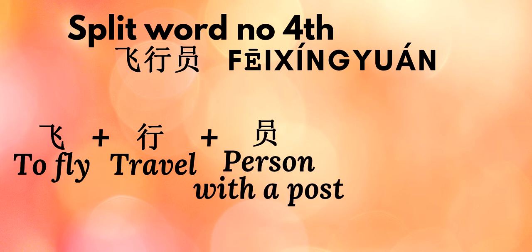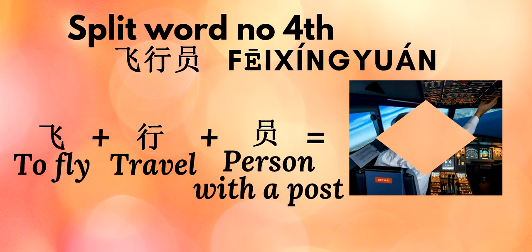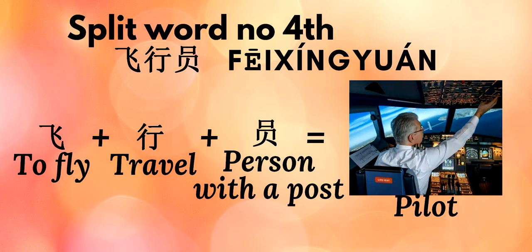Yuán is a person who is working in a post in a specific field or a specific organization, so he is like a staff member. If we combine these characters together, it is a person who is working in some post, who flies and travels by flying. It is easier for us now: a person working in an organization who travels by flying. Who could that be? Yes, you got it. This is a pilot.